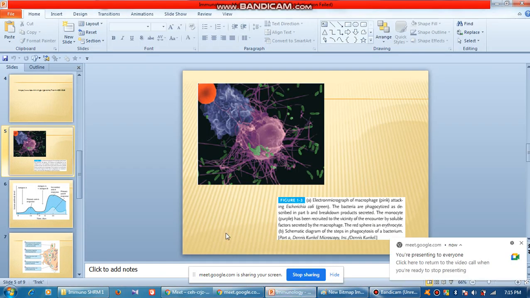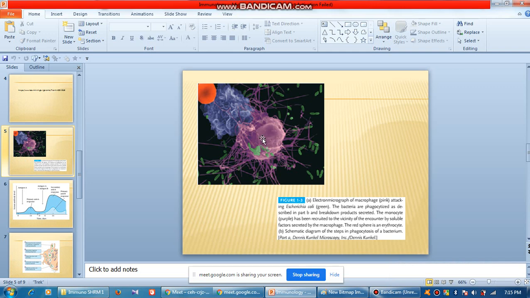So this is the structure of a macrophage. As you can see, the red spot is an RBC which is present somewhere on the blood vessels, and this is your macrophage. These are similar kinds of cells, and the green cells are nothing but E. coli. So what has happened? Some E. coli has entered into your body, and these cells are trying to capture them.